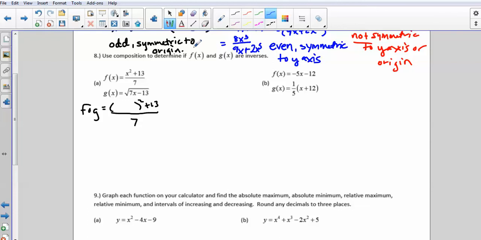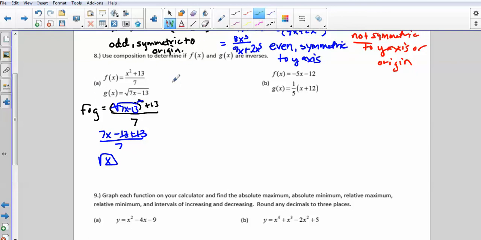So f of g, my outer function is f, something squared, plus 13 over 7. And then the something that goes on the inside is the g, square root of 7x minus 13. So when I square the square root, those two will cancel. I get 7x minus 13 plus 13 over 7. Minus 13 plus 13 cancels. 7x over 7 is x. So f of g is x. That's good news.